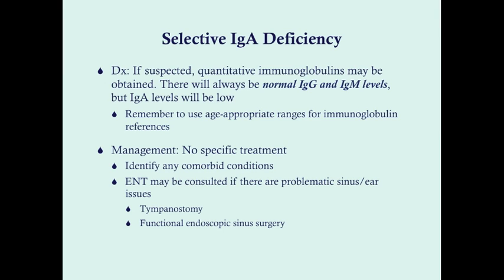Management. There's no specific treatment. Typically, we're not super concerned about preventing infections here because they just tend to not be very bad. You should identify any comorbid conditions, so celiac disease, inflammatory bowel disease, etc. And then you can consult ENT. That tends to be where the comorbidities that are correctable happen. So sinus and ear issues, you can do a tympanostomy. You can get functional endoscopic sinus surgery for recurrent sinusitis. So you're basically just managing the complications, but they tend to not be too bad.